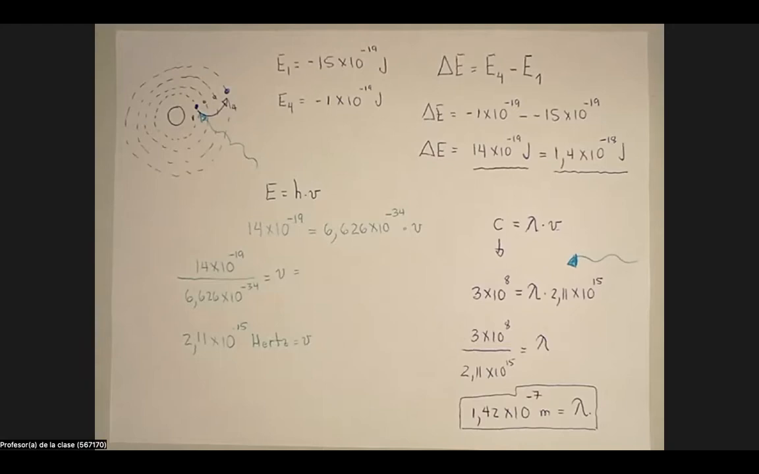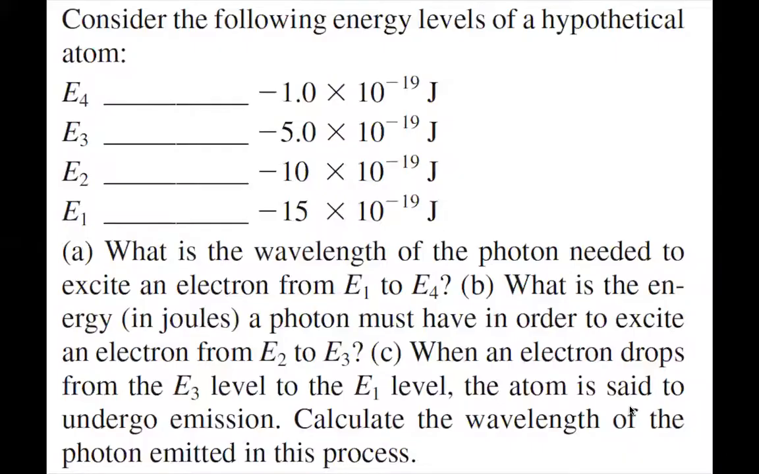So back to the problem. What is the energy in joules that a photon must have in order to excite an electron from the second level of energy to the third one? Okay, the energy that a photon must have. So it will be the difference between the energy on level number 3 minus the energy on level number 2.